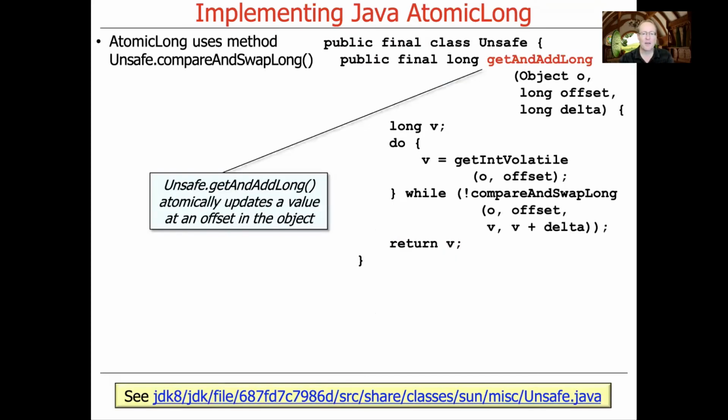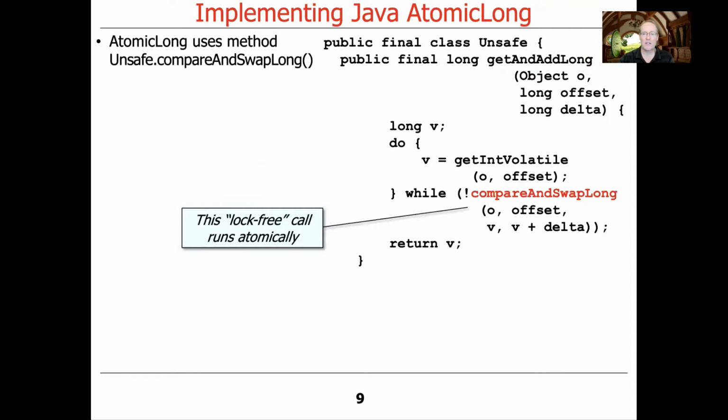Here's what the get and add long method looks like in unsafe. So you can see it's basically a little wrapper around compare and swap long. And what it's going to do is atomically update a value at an offset in the object. And again, if you go look at the source code for the unsafe class, you can see this code. If you go to the link at the bottom of the page, it takes you to the source code of the unsafe class.